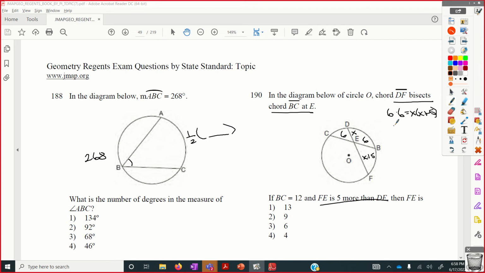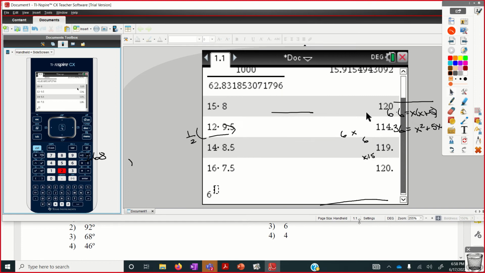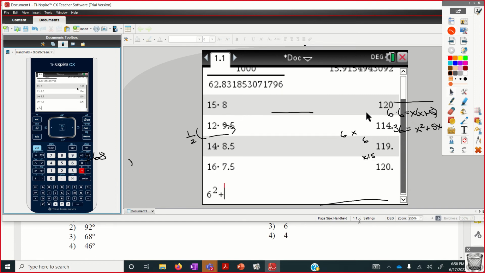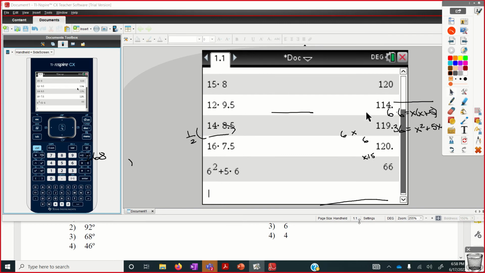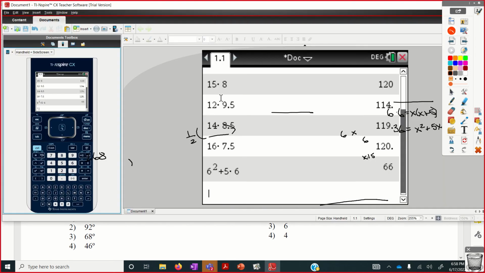Now, I know it's a quadratic equation, but keep in mind that there's only 4 choices. So if we plug in to this x squared plus 5x, if we put a 6 there, we can just use the calculator and see which one gives us 36. So if I try 6 squared plus 5 times 6, does it give me 36? Okay, so keep that in mind. You can just plug in and see which one's going to work. So if 6 doesn't work, it's got to be 4. And you can get the idea here that 4 is going to work.